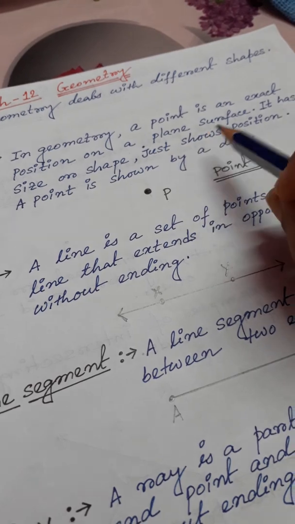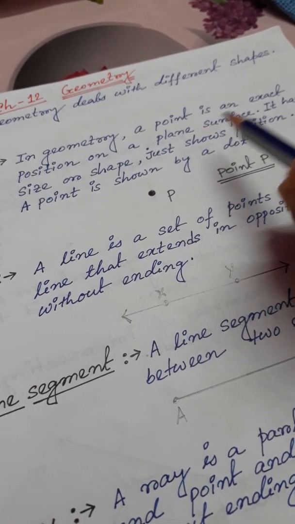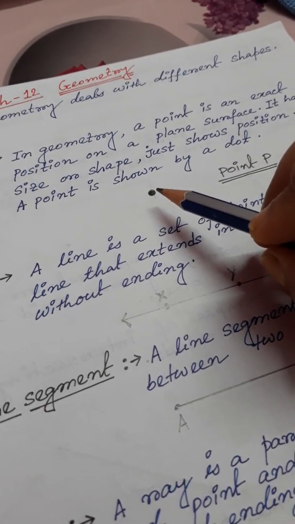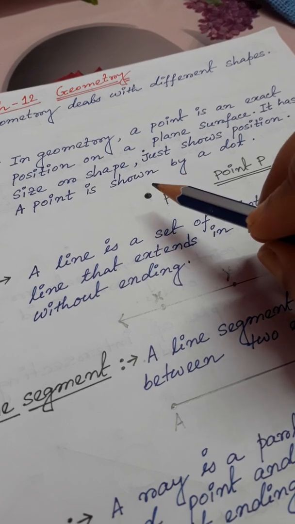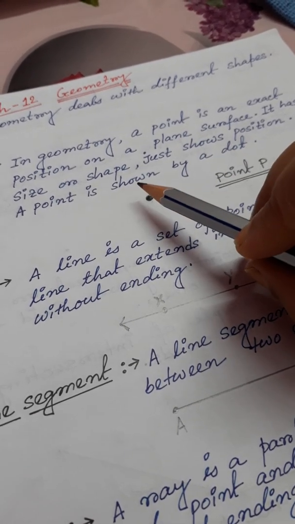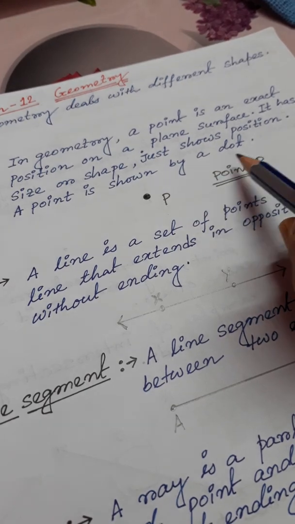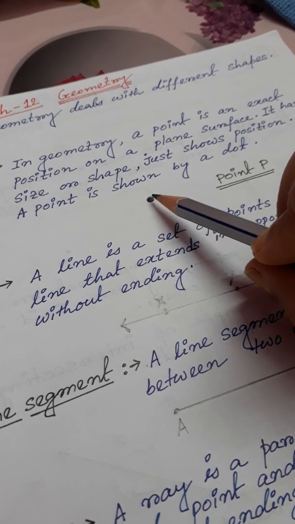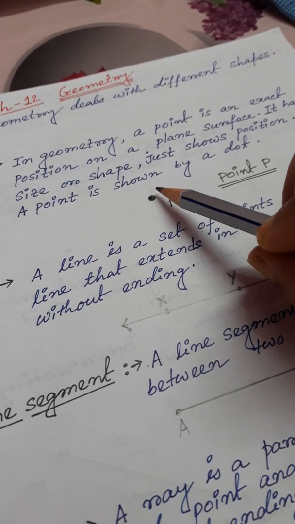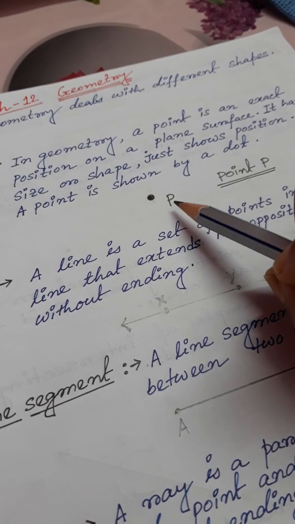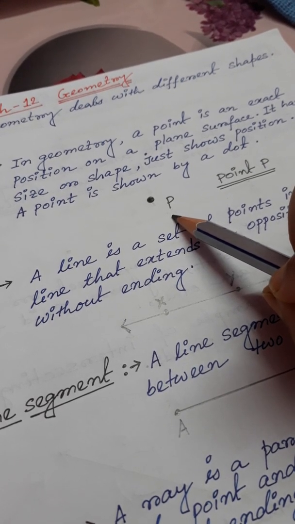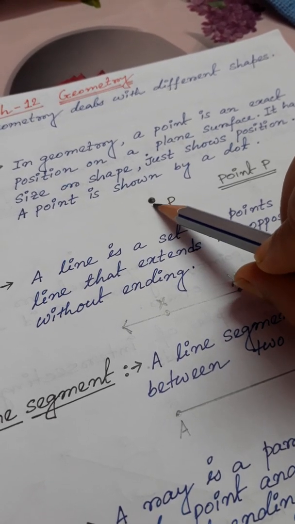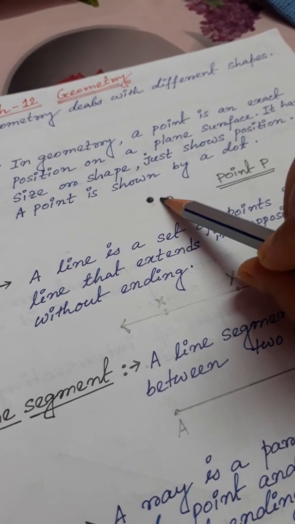So in geometry, a point is an exact position on a plane surface. It has no shape or size. We cannot say what its size or shape is. It just shows the position. So a point is shown by a dot. You always show a point as a capital letter, whichever alphabet you want to take. Here I have taken P. So capital P shows this point. It is an exact position on a plane surface.